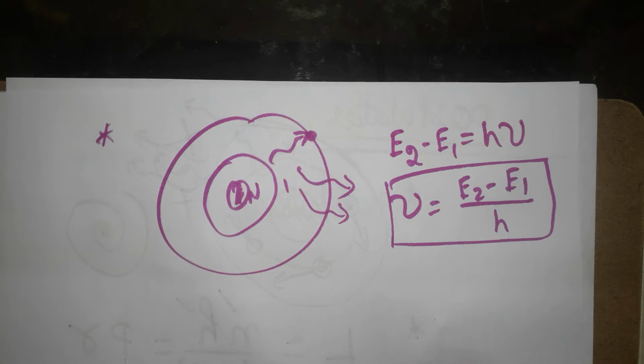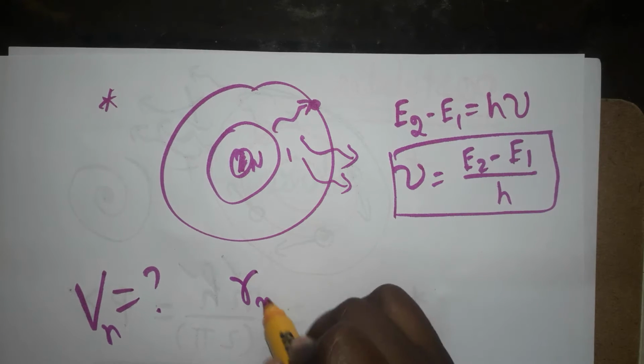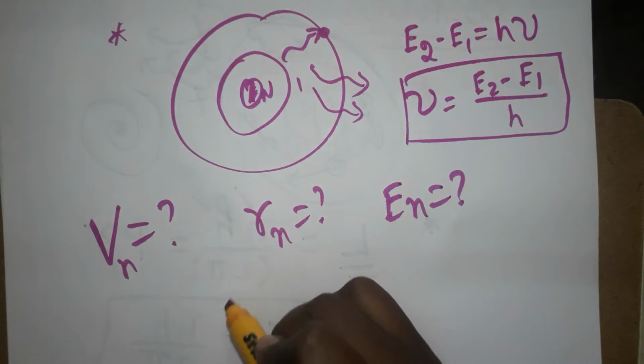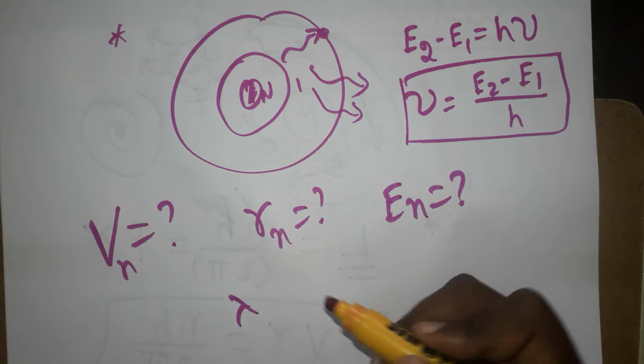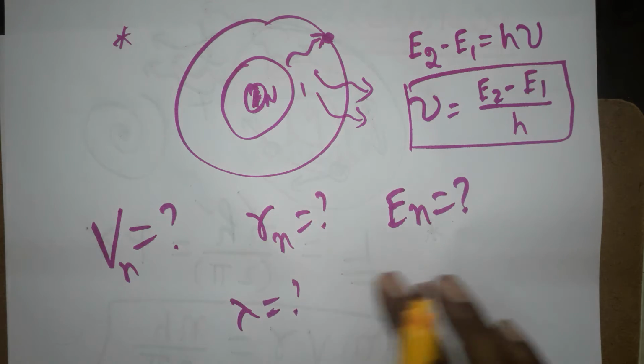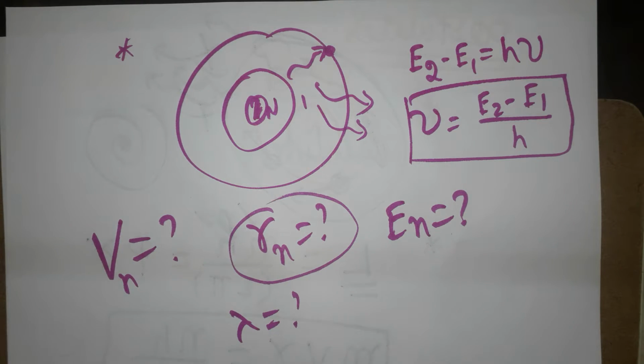Using these concepts only, I am going to find the velocity of the nth orbit, the radius of the nth orbit, the total energy for the nth orbit, and also the wavelength when the electron is jumping from second to third, third to fourth. These are the equations we are going to derive. First I am going to do the radius of the nth orbit. I take the nucleus, and the electron is revolving in an orbit.